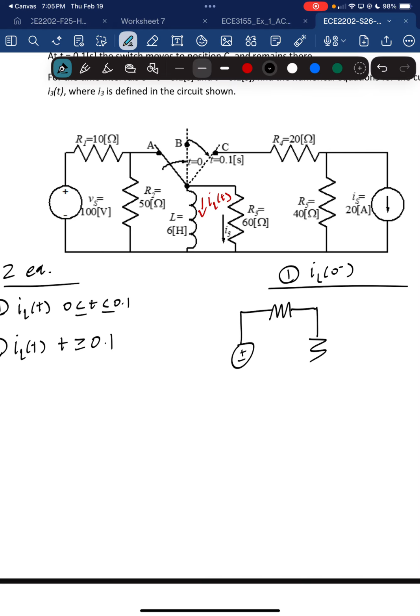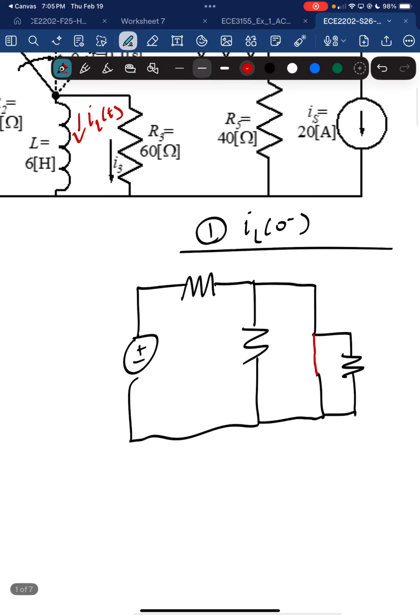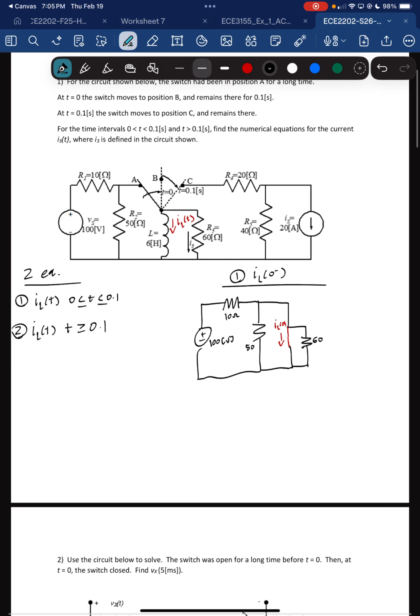So I'm going to draw the circuit. Right, and this is the short circuit inductor. And since we defined our current for the inductor to be going down, we're also going to define this current IL of 0 to be going down. 10 ohms, 100 volts, 50 ohms, and 60 ohms. And just from looking at this circuit, what would IL of 0 be? No equations needed or anything like that.